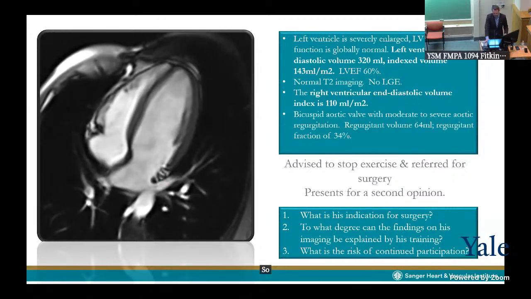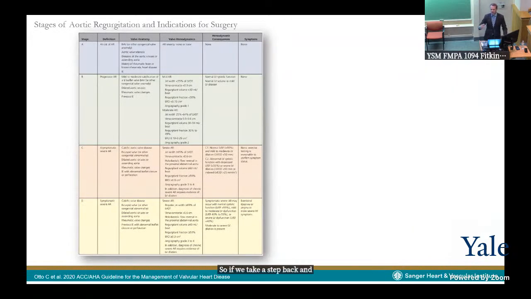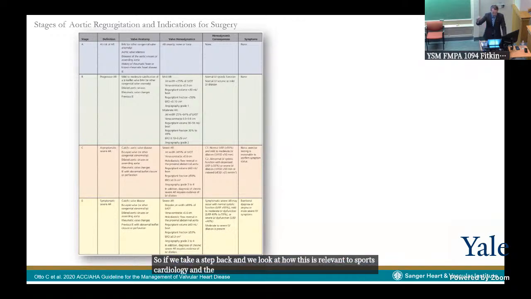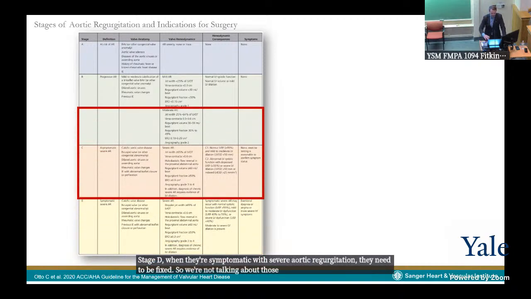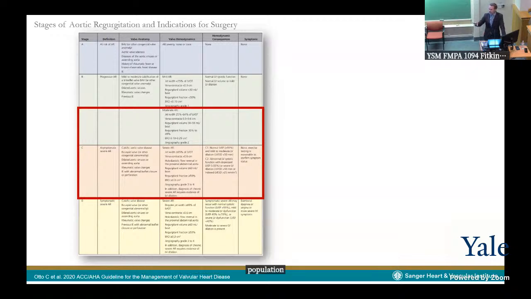So if we take a step back and look at how this is relevant to sports cardiology in the athletic population, when we look at the different stages of aortic regurgitation, we're not talking about stage A. I mean, they can do whatever they want. Stage D, when they're symptomatic with severe aortic regurgitation, they need to be fixed. So we're not talking about those populations. We're really talking about stage C, the asymptomatic severe aortic regurgitation, and maybe into stage B, where they're getting progressively towards that end of the spectrum.